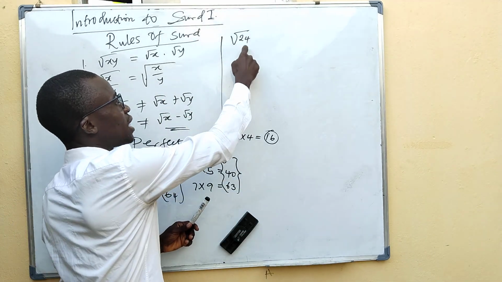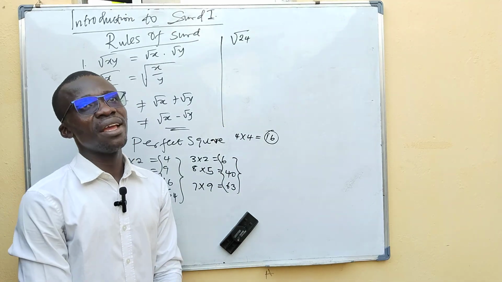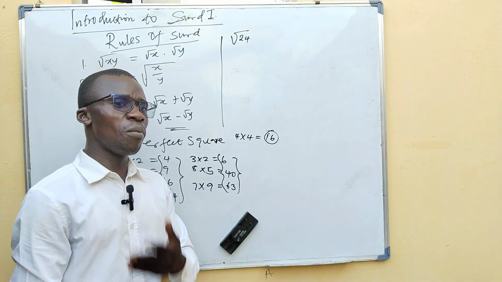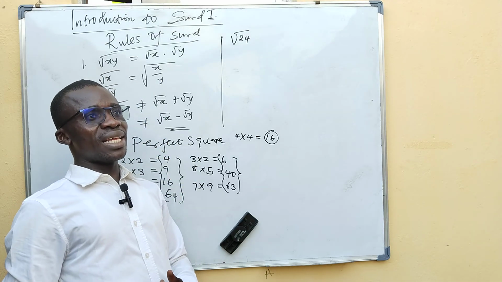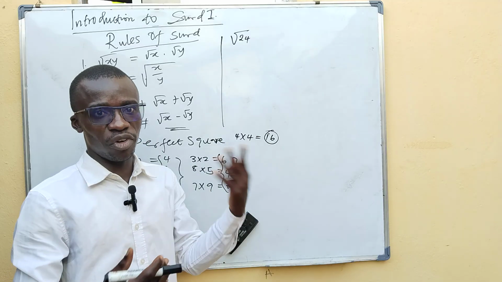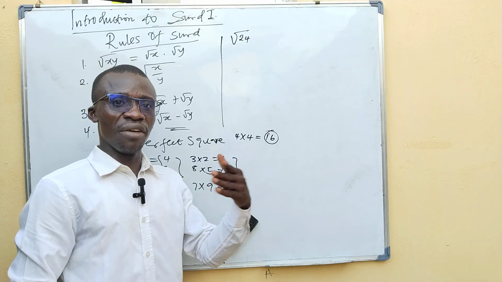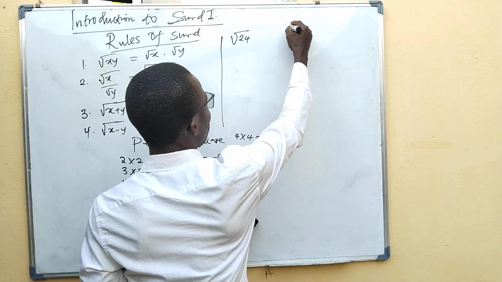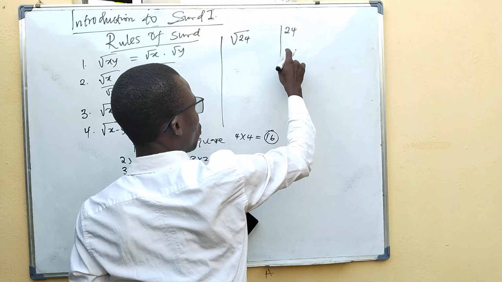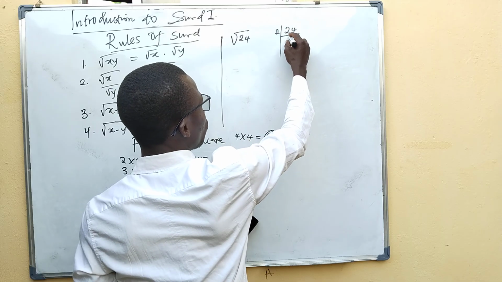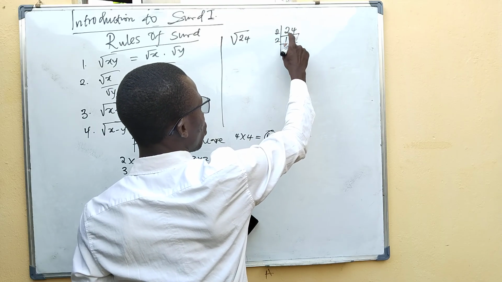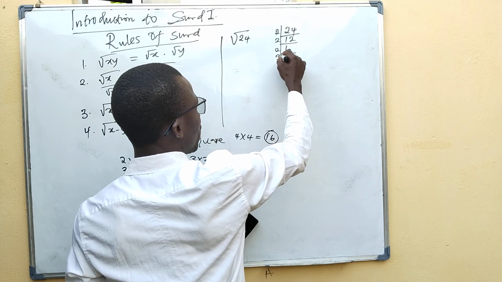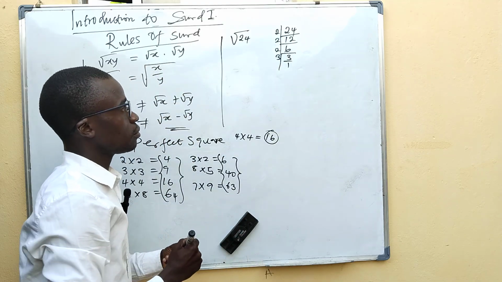So now, how do we get this? Somebody very smart will say, okay, 4 times 6 is 24. That's correct. But what about somebody who may struggle to understand, how do we help them cope? So I came up with this method. We have 24. Find the factors of this. 24 divided by 2 is 12. 12 divided by 2 gives us 6. 6 divided by 2 gives us 3. And 3 divided by 3 gives us 1.